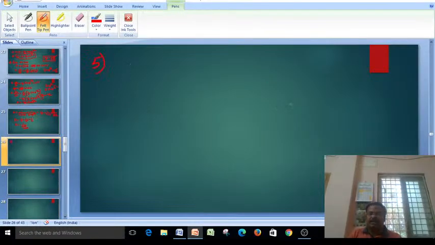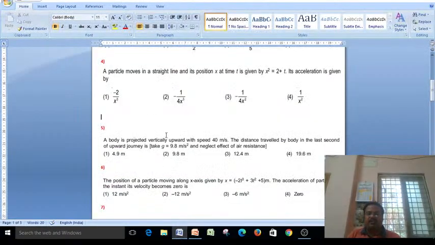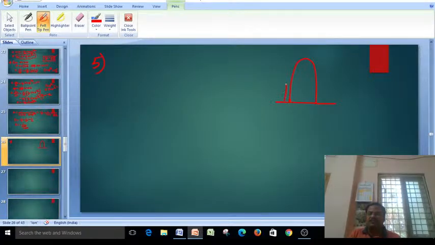As per the given content, let us draw the picture. A body is projected vertically upward with a speed of 40 meter per second, and the distance travelled in the last second of the upward journey is asked. The body is projected upward with an initial velocity u of 40 meter per second. The final velocity when it reaches the maximum position is v equal to 0. One second before, let us consider it reached height x1, and here let us consider x2. These timings are equal, as motion under gravity is symmetric, with no external forces acting.